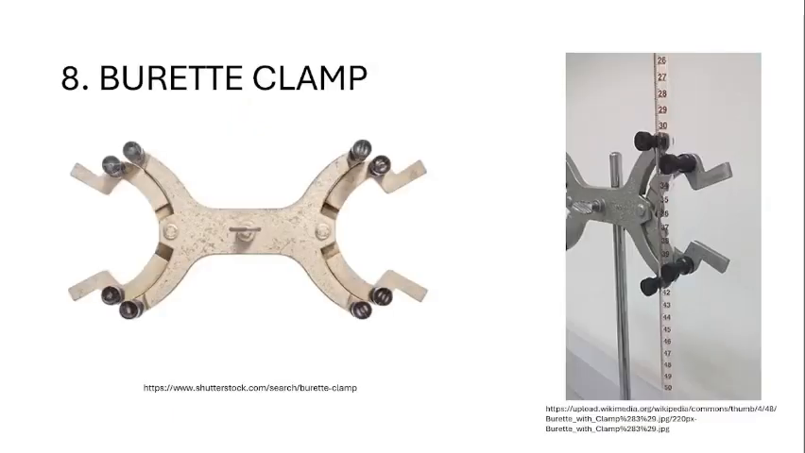Next is the burette clamp, which others refer to as a butterfly clamp. It is used to hold the burette, shown on the right side of this presentation. There are two jaws, so each burette clamp can hold two burettes. Normally for titration, you can hold acid and base burettes.